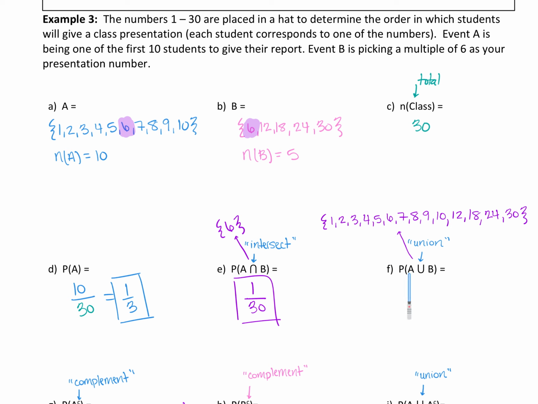Now let's talk about the probability of A union B. So union is everything in A and B combined together. So A is just 1 through 10, and then B is 6, but we already counted 6, so we're not going to count that again since it's already included. And then the 12, 18, 24, and 30. So how many elements is that? Well, that's 10, 11, 12, 13, 14. And so it is 14 out of 30, which can be simplified to 7 out of 15.